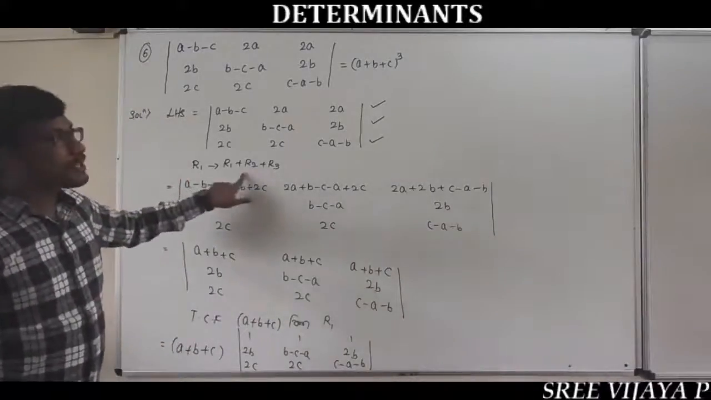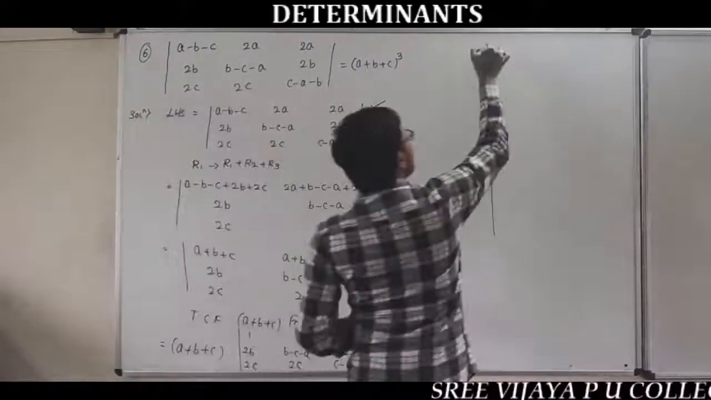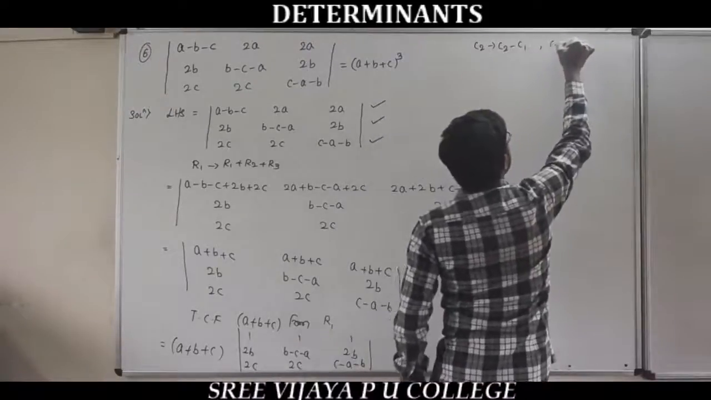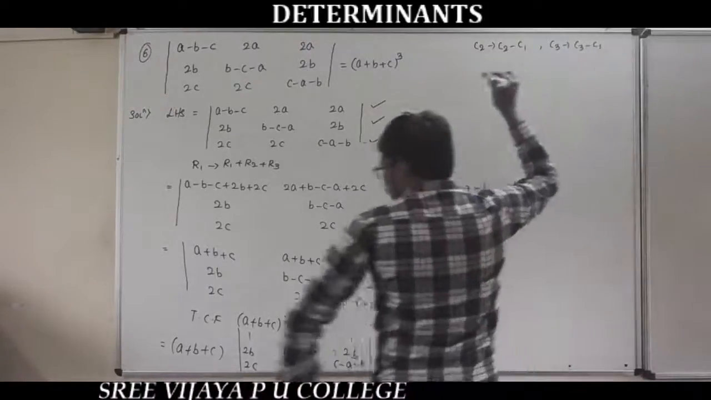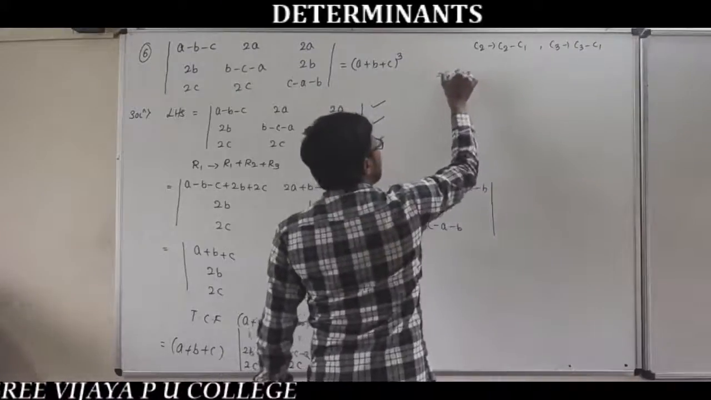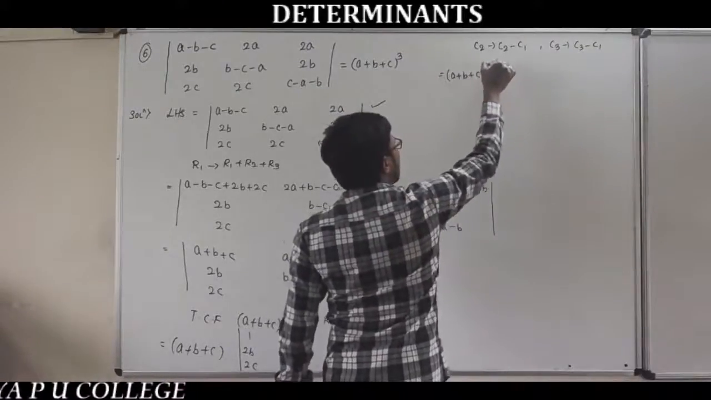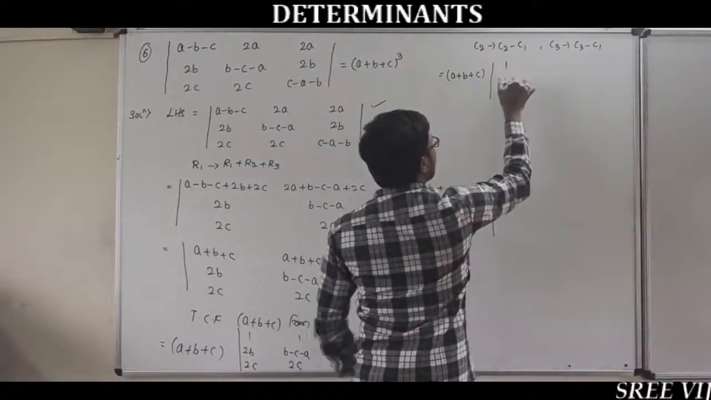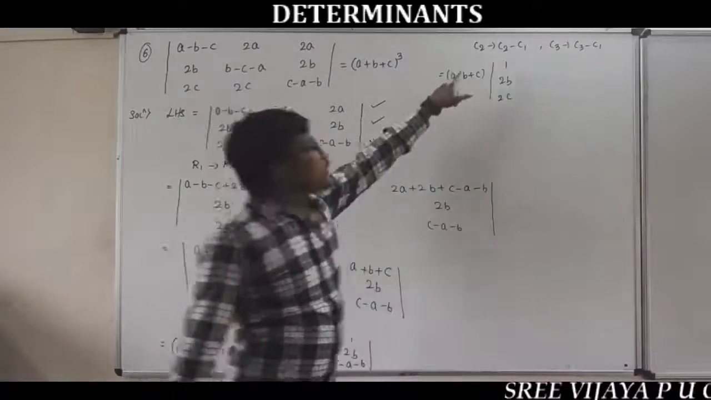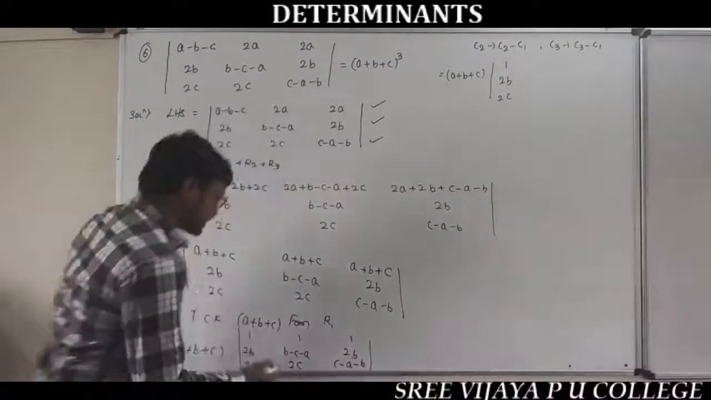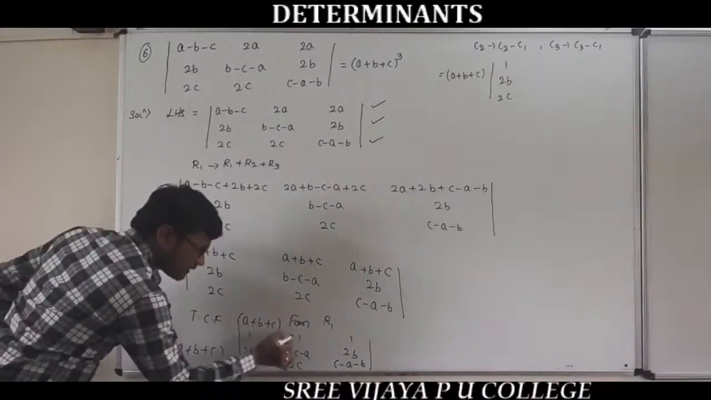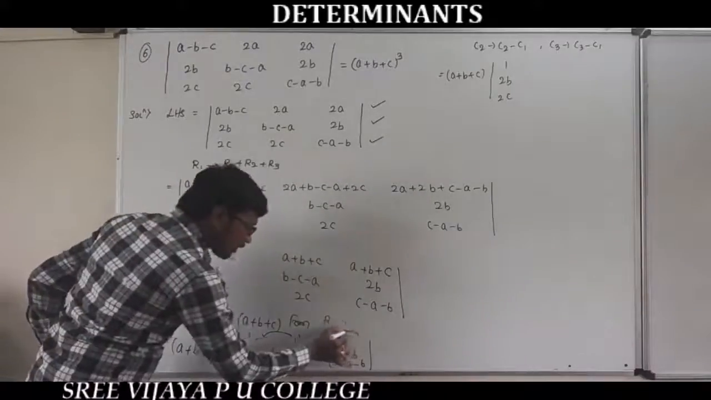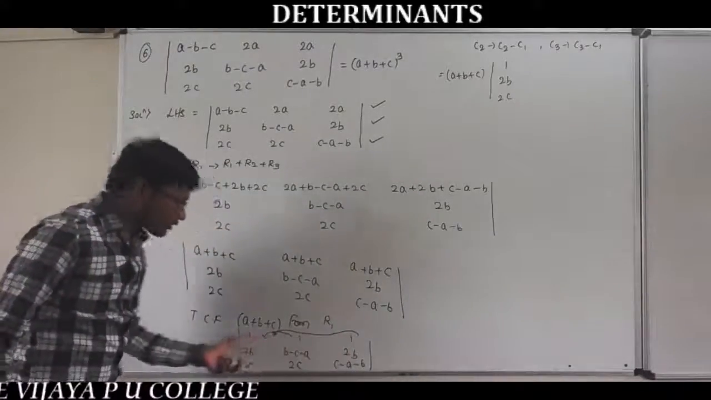Okay, so what is the elementary operation you can apply? C2 changes to C2 minus C1, C3 changes to C3 minus C1. This is the elementary operation you can apply. So that equals, A plus B plus C will be as it is. Now, what is column 1? Column 1 as it is: 1, 2B, 2C. What is column 2? Column 2 can be taken as column 2 minus column 1. You can subtract this column from this column. Similarly, column 3 minus column 1. From this column also you can subtract this column.